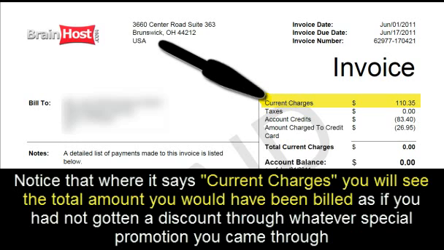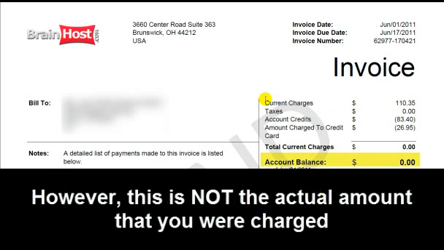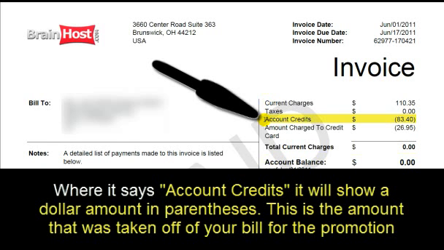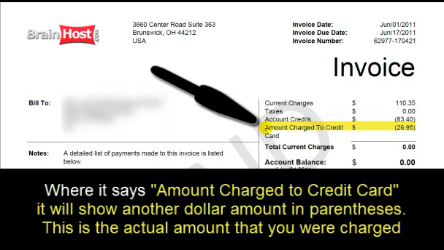as if you had not gotten a discount through whatever special promotion you came through. However, this is not the actual amount that you were charged. Where it says account credits, it will show a dollar amount in parentheses. This is the amount that was taken off your bill for the promotion. Where it says amount charged to credit card, it will show another dollar amount in parentheses. This is the actual amount that you were charged.